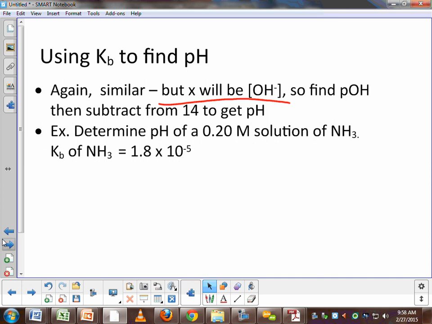So this problem, I'm not going to go through all the math, but I am going to sort of set it up and get it started. Determine the pH of a 0.2 molar solution of ammonia. The Kb of ammonia is 1.8 times 10 to the minus fifth. No, I actually have not made a mistake.